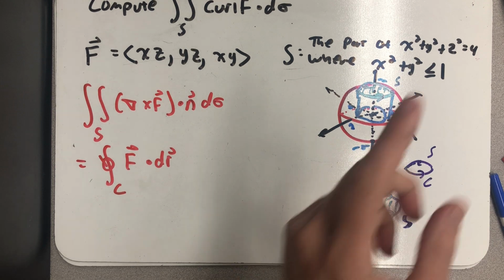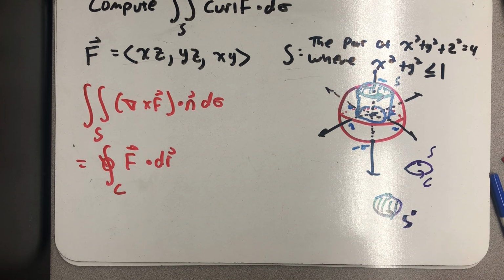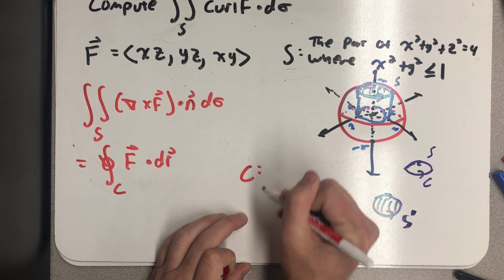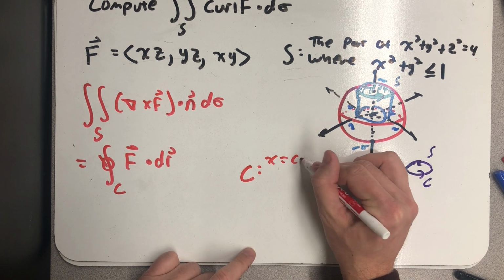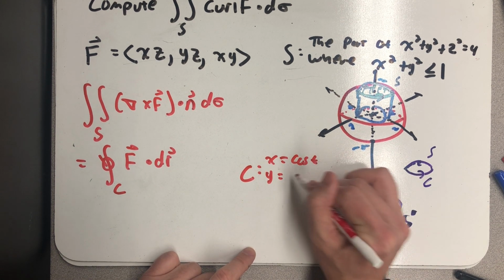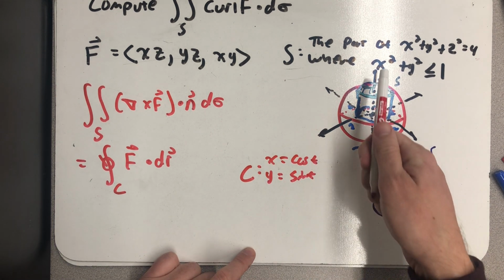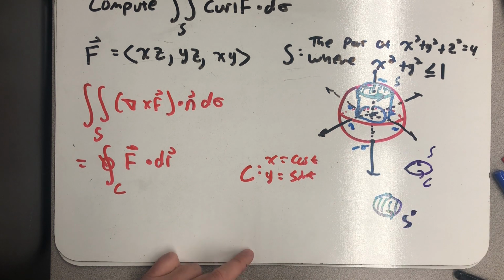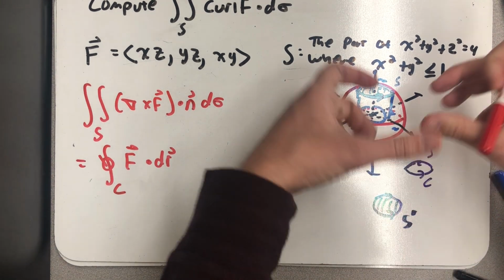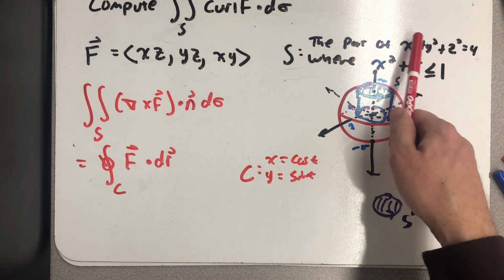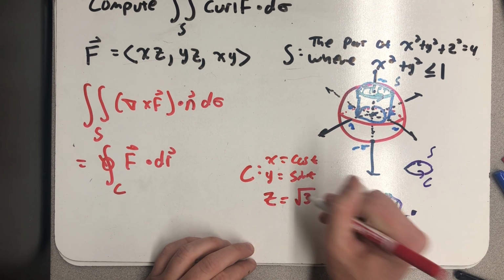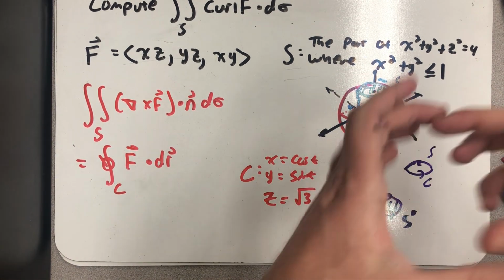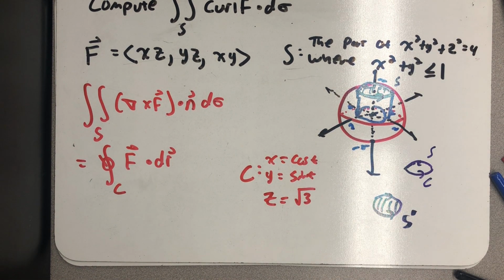But we're just going to compute the path integral, so I need a parameterization for the path C. Well, I know the x and y coordinates come from my unit circle. So cosine t and sine t will work there. And I know that x squared plus y squared along this path is always equal to 1, right? Because that's on the boundary of the unit circle. So if I plug that in there, I'm going to get that z squared is equal to 3, and that z is equal to positive the square root of 3. So another way to say that, that's the height where that circle lives above the xy plane.